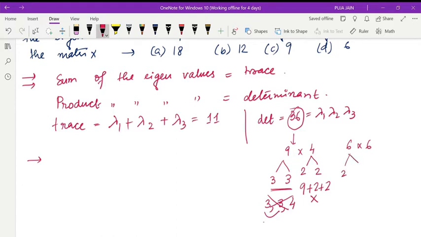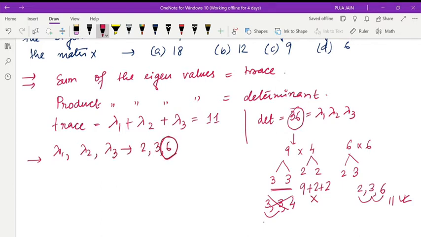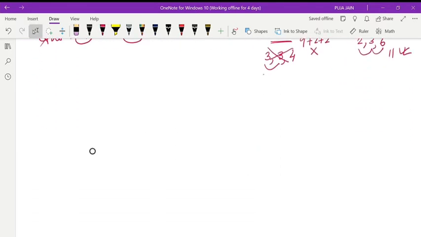Now if we take 2, 3, 6: 2 plus 3 is 5, plus 6 is 11. So this is valid. So our lambda 1, lambda 2 and lambda 3 values are 2, 3, 6, and the largest value is 6. So our answer is D. That is, our largest eigenvalue is 6. I hope you understood this. Next we will do the sum I mentioned previously, this one a GATE question.